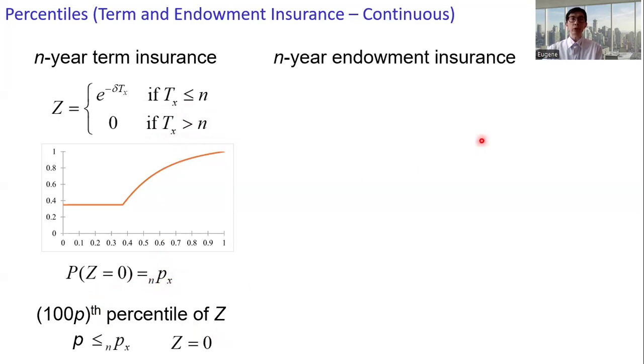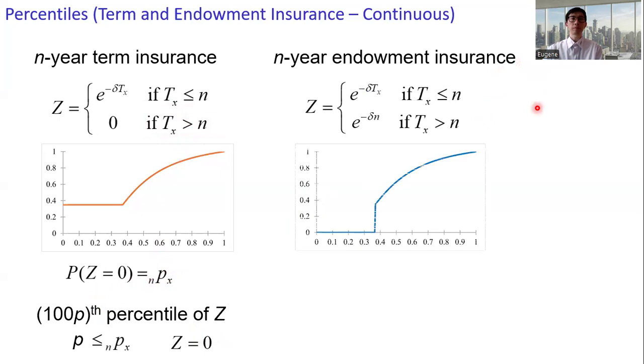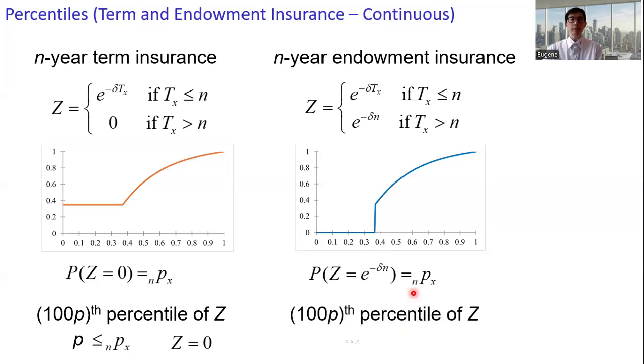For the n-year endowment insurance, the minimum value of Z is e to the power minus delta times n. The corresponding probability is npx. So when p is less than or equal to npx, the value of Z here is e to the power minus delta times n.